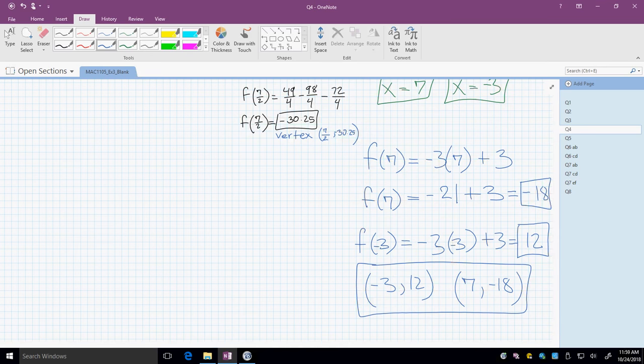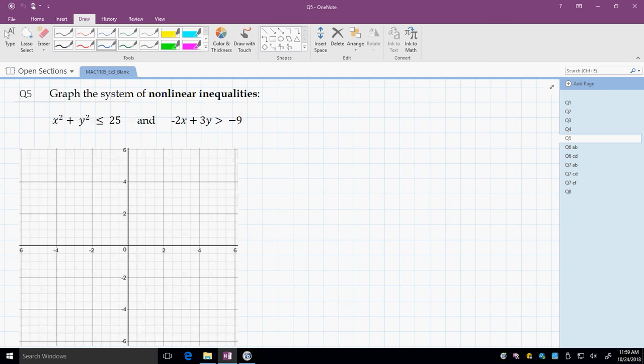So now that you know what y should be, plug it in and figure out what your equation is. I'm going to go to problem number 5. We're going to graph a system of nonlinear inequalities. I know this is a huge multi-step process because the first thing you have to do is write your equation. We have x squared plus y squared. We know we have a circle.